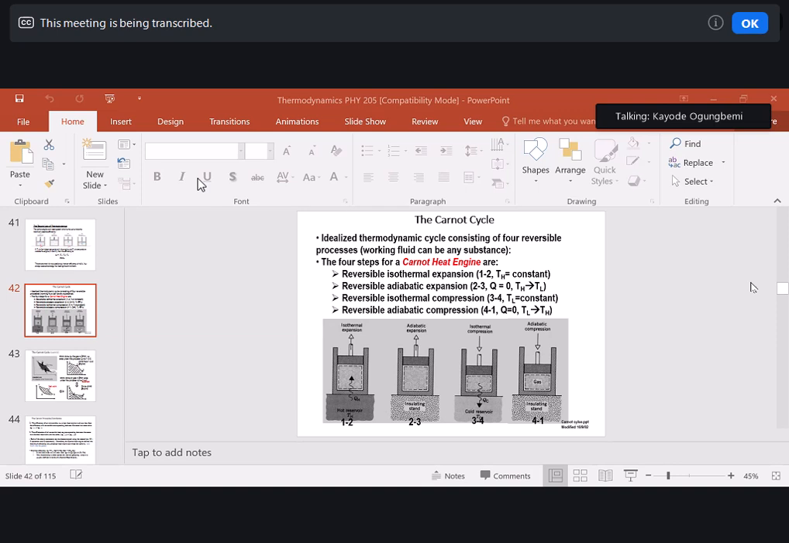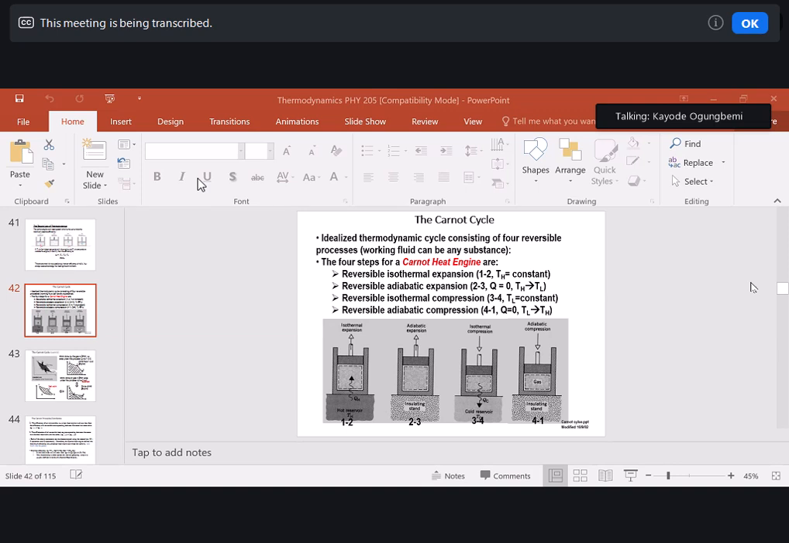So they remain constant. And the last one, which is 4 to 1, getting back to its initial stage, the internal energy of the system does not change because of the temperature, and the whole process continues on and on like that. This has been explained using what you can visualize.